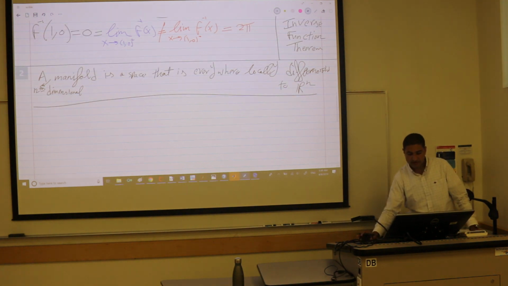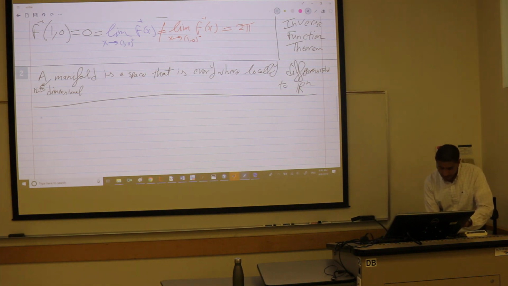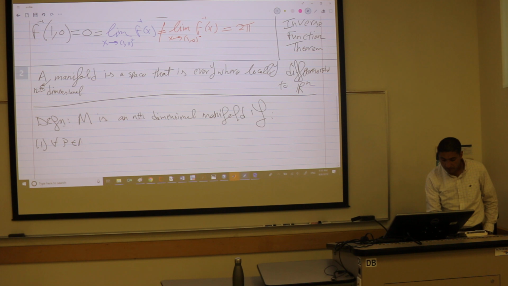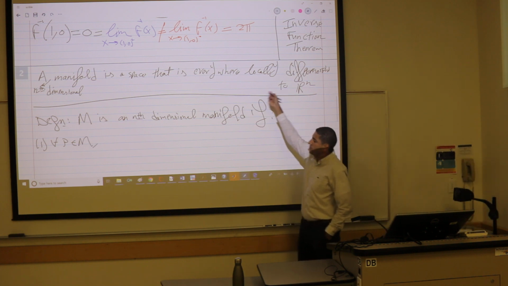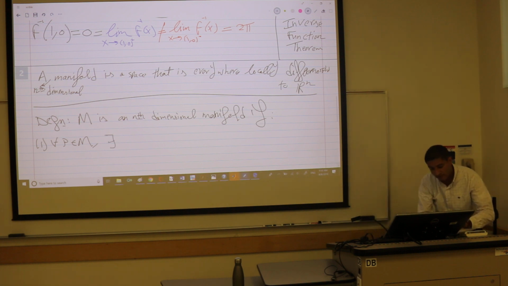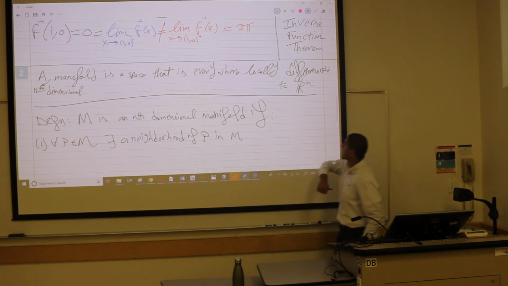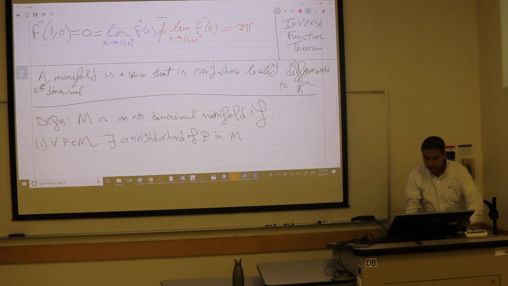So let's have a very rigorous, very formal definition. So M is an nth-dimensional manifold if, number one, I'm just trying to interpret this mathematically. Everywhere means for any point in M, right? Locally, so in a neighborhood around the point. So there exists a neighborhood of P in M, right? This is locally, I'm just interpreting. Everywhere for every point, locally, neighborhood around the point, diffeomorphic. So there is a diffeomorphism. There exists a neighborhood of P.